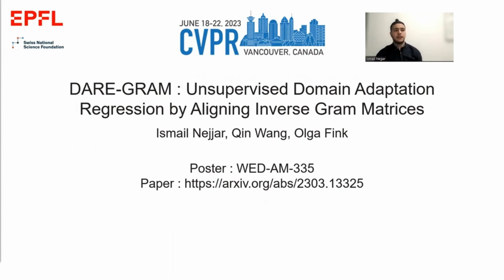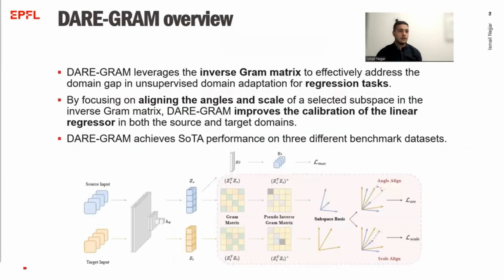Hey, I'm Ismail Nejjar, and I'm excited to present our work, Diagon: Unsupervised Domain Adaptation for Regression by Aligning Inverse Gram Matrices. In a nutshell, Diagon is an unsupervised domain adaptation method specifically designed for regression tasks. Our goal was to align the features of the source and target domains from a regressor point of view.